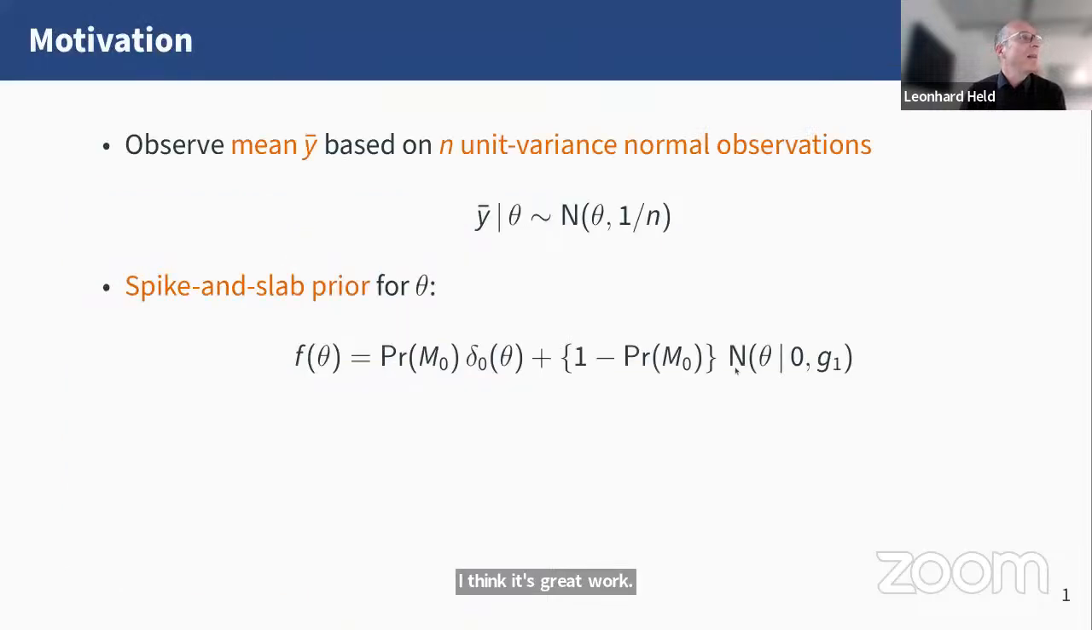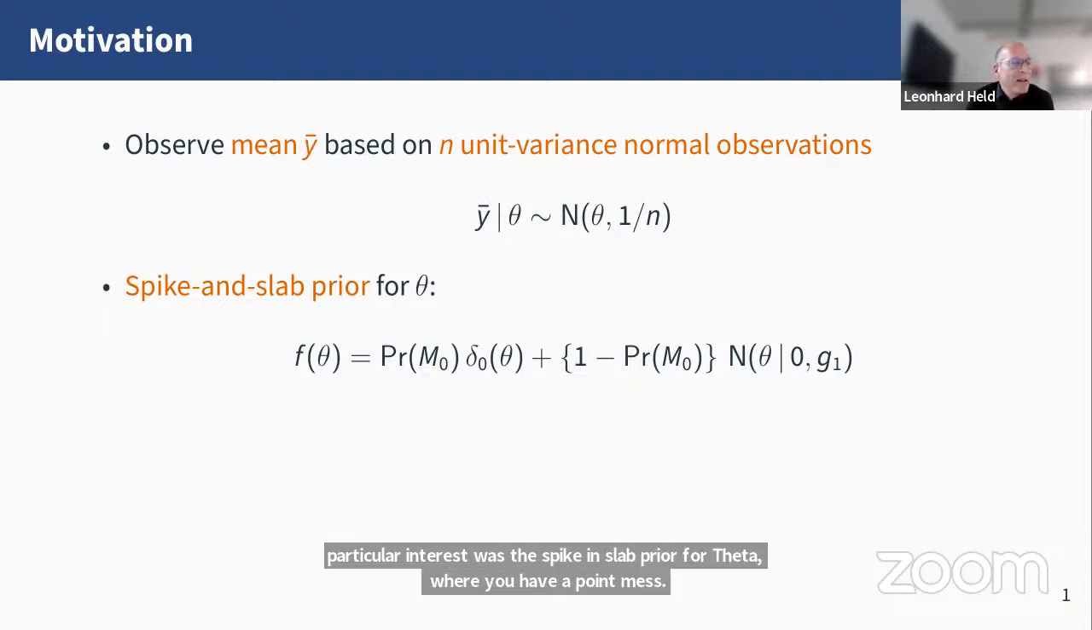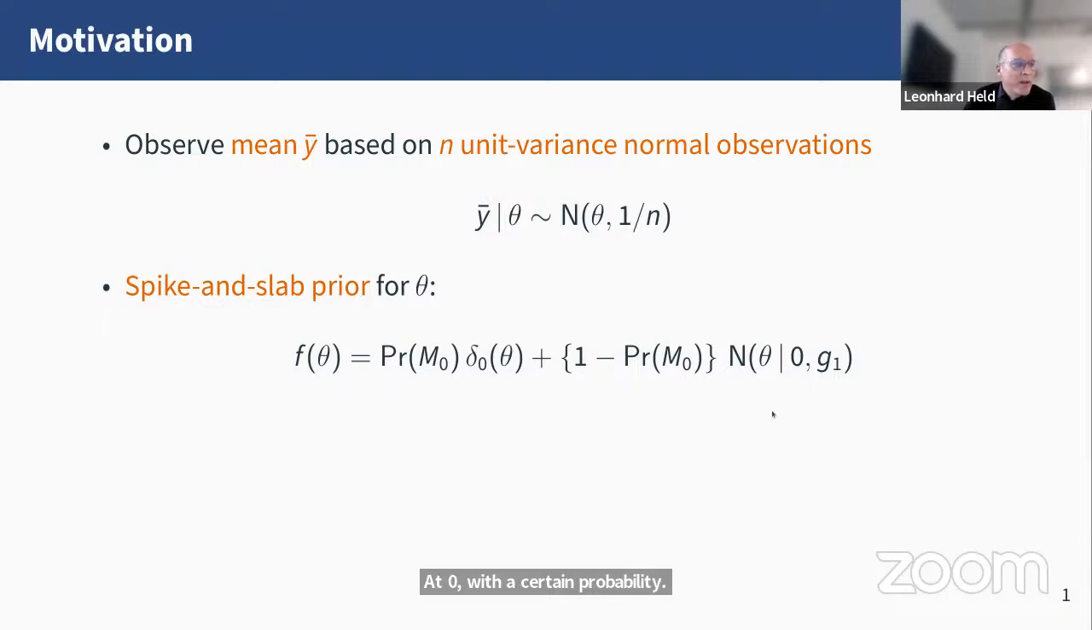And just to recap, the simple example that Harlan showed was about maybe the simplest model you can have in statistics. You have a mean y bar and observations, and the mean of y bar is unknown theta, and of particular interest was the spike and slab prior for theta, where you have a point mass at 0 with a certain probability. And then you mix that with a normal mean 0 and some variance G1.